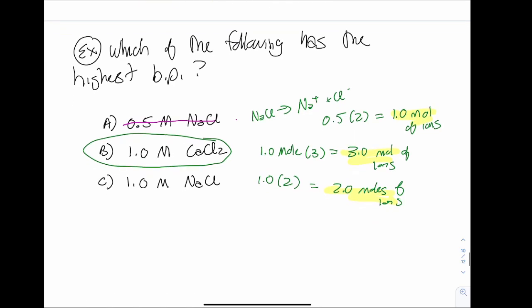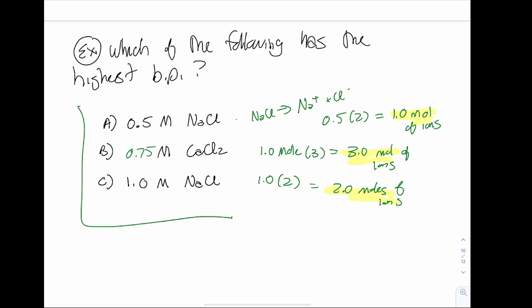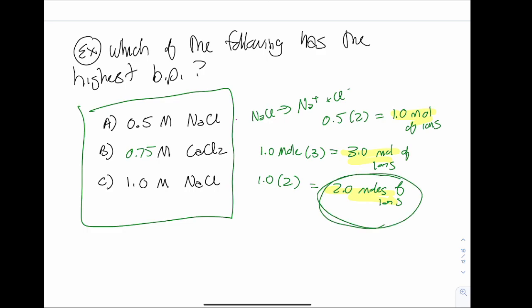Be careful. I'm going to change this a little bit on you. I could have done this. Oops. If I did 0.75, it's really tempting to just look at these numbers and pick C because it's the bigger one. But remember, because these are ionic and they're soluble, we have to multiply by the number of particles. So C is still 2 moles of ions, right? Because we're multiplying it by 2. 0.75 times 3, though, gives me 2.25 moles.